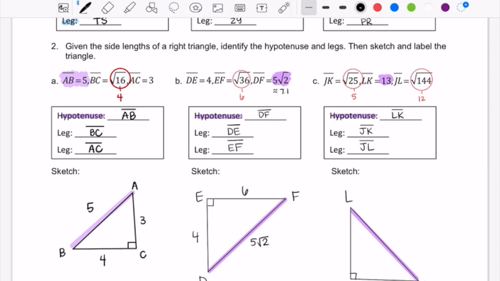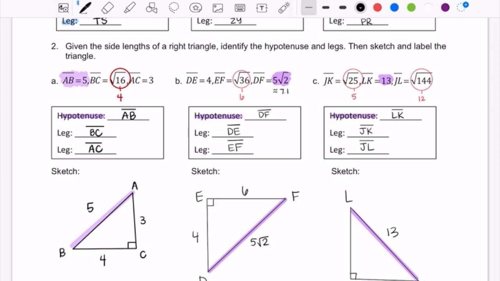And in the last example, in number 2C, segment JK is equal to 5, segment LK is equal to 13, and segment JL is equal to the square root of 144. And we know that one because 144 is a perfect square, so that equals 12. So out of the numbers 5, 13, and 12, 13 is the biggest number. So that means that segment LK is my hypotenuse, that side's 13.